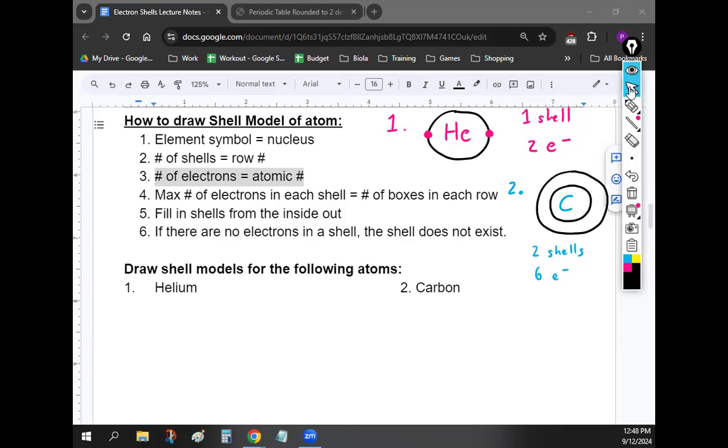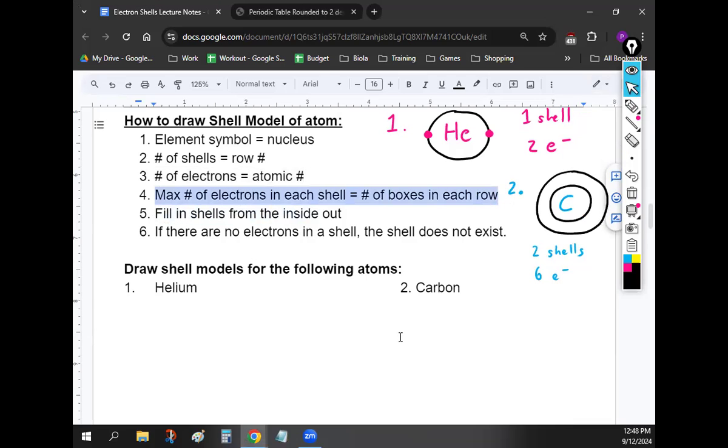And now what we do is we need to add the electrons. Okay, now, this one's a little bit different because now there's 2 shells, right? So we got to figure out where the electrons go. And that's where this rule comes in right here, number 4. Okay, and I want you guys to write this down. The maximum number of electrons in a shell is equal to the boxes in that row. So write that down. Might sound a little confusing, but I'll show you guys what I mean in a second. The maximum electrons that go in a shell is equal to the boxes in that row. Okay? Just jot that down somewhere.